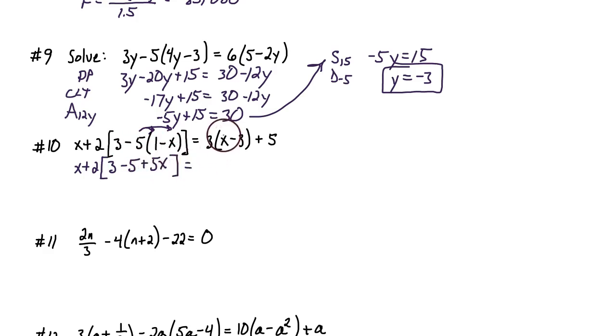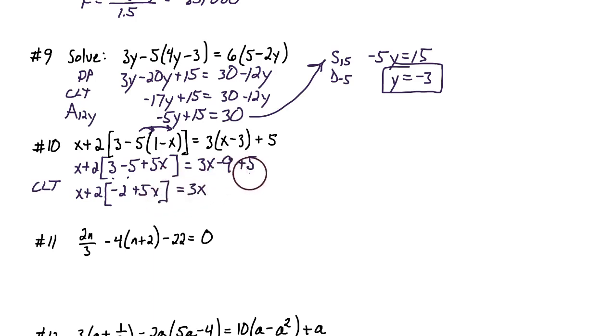On the right side, some distributive property. 3 times x is 3x. 3 times negative 3 is negative 9. Inside the brackets, there's some combining like terms that can be done because these two constants can be combined. So we have x plus 2, and then the bracket. 3 minus 5 is negative 2. We can also do some combining like terms over here. Negative 9 plus 5 is negative 4.